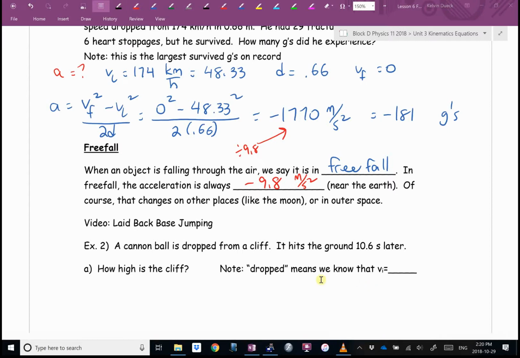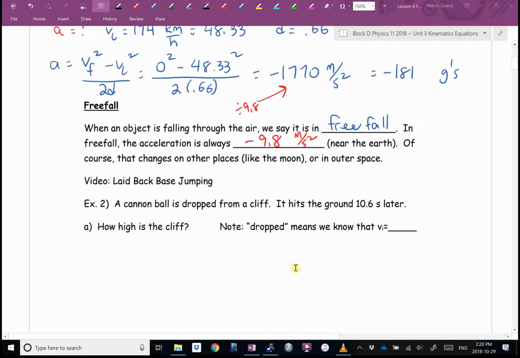So what can we handle already? Believe it or not, we can handle an awful lot, but we're going to have to do a little bit of thinking. I'm going to make the assumption that all of you have thrown stuff in the air once in a while. I think I'm safe with that. A cannonball is dropped from a cliff. You know what? I would underline the word dropped, because that tells me something. Hits the ground 10.6 seconds later. What does A want me to find?